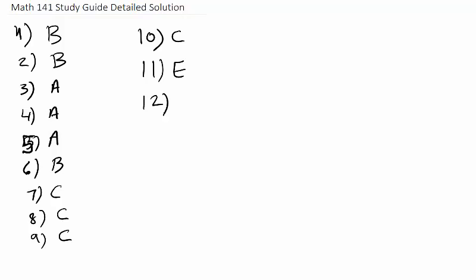This is what we call cluster. Cluster means you divide the population into segments and you take all the members in one or more segments and put it in the sample. So that's what we mean by cluster. So 12 is going to be B.